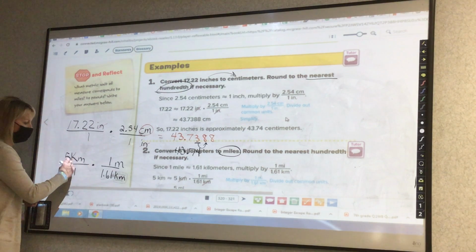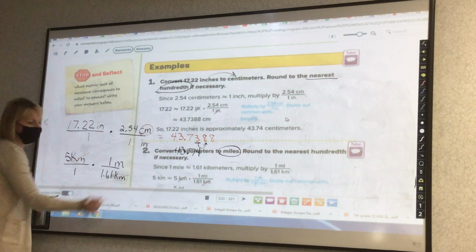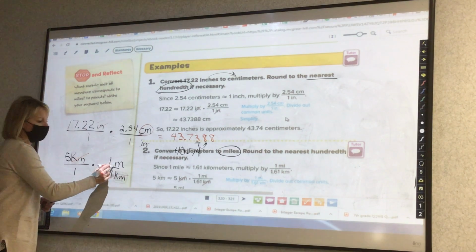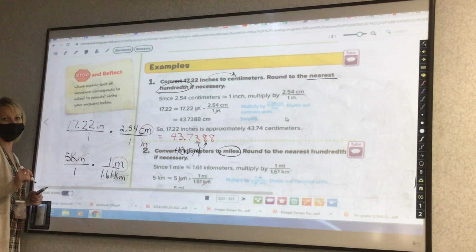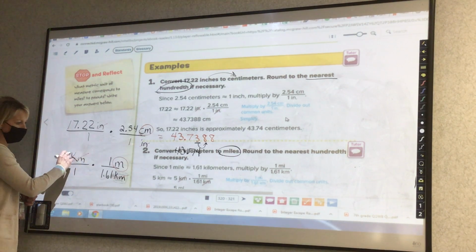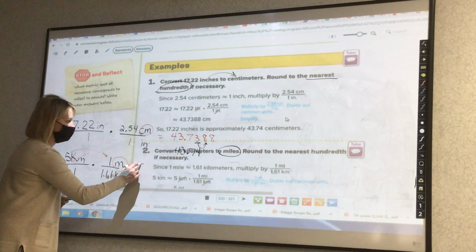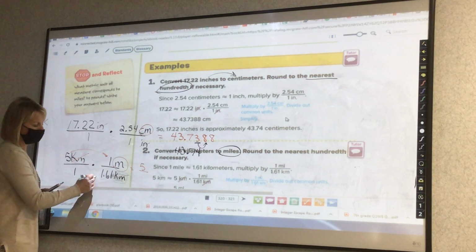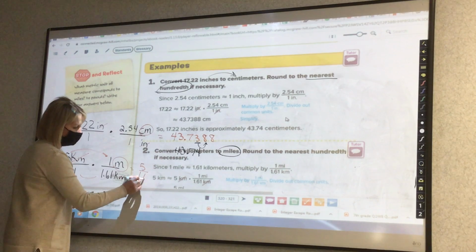I am canceling out the kilometers, so I'm left with just meters as my label. And this is multiplying fractions. So 5 times 1 is 5. 1 times 1.61 is 1.61.